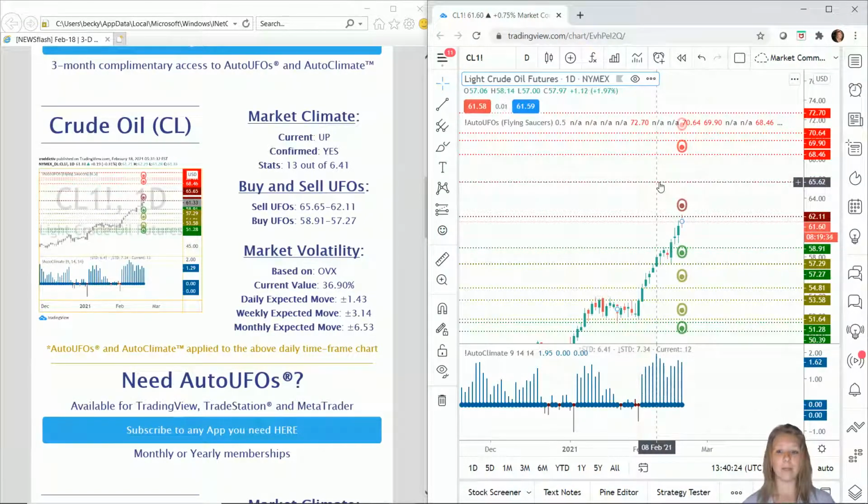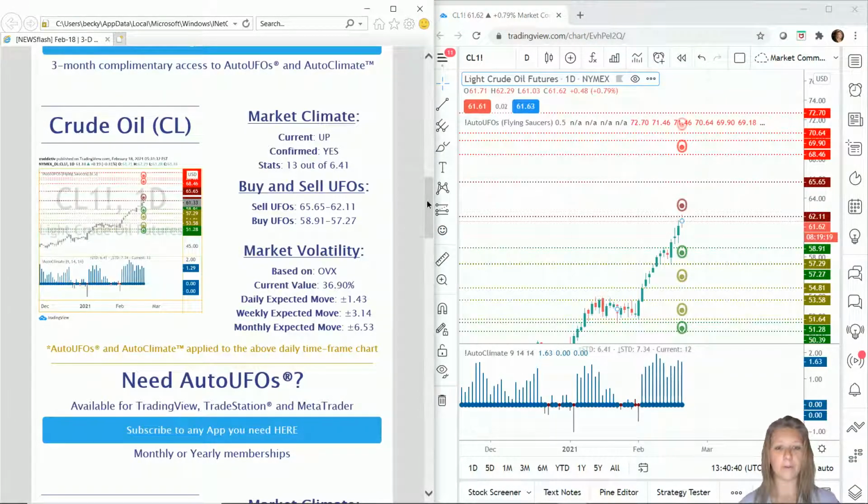So bearing in mind that we've surpassed what is a normal move to the upside and we've just hit a sell UFO, I wouldn't be surprised if we see oil turn over, but at the same time we do have a confirmed upwards climate. So again, no real probabilities one side or the other here with oil.